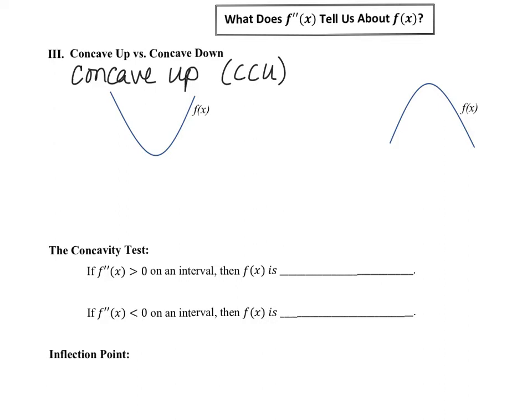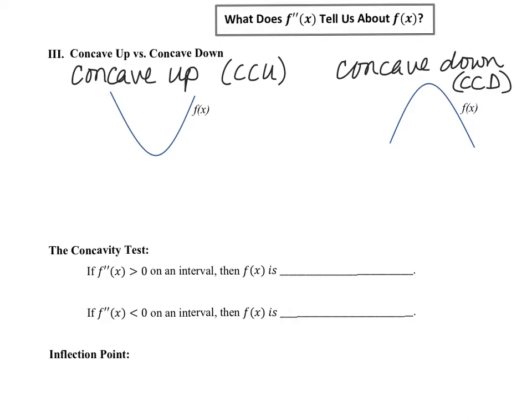And this second graph is an example of a graph that is concave down, which will be abbreviated CCD, concave down. So we say it's down like a frown or up like a cup.